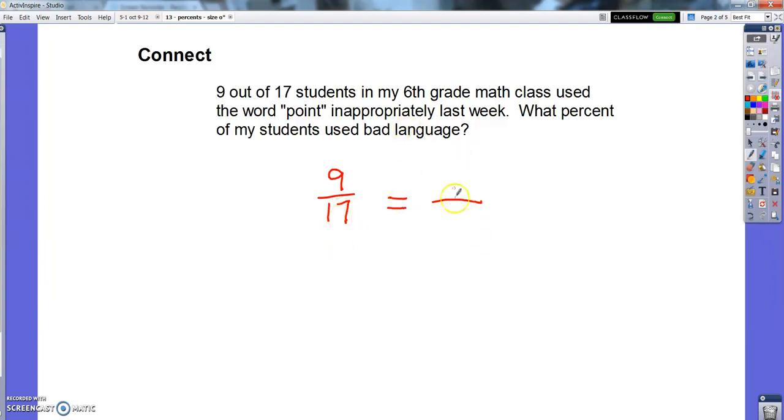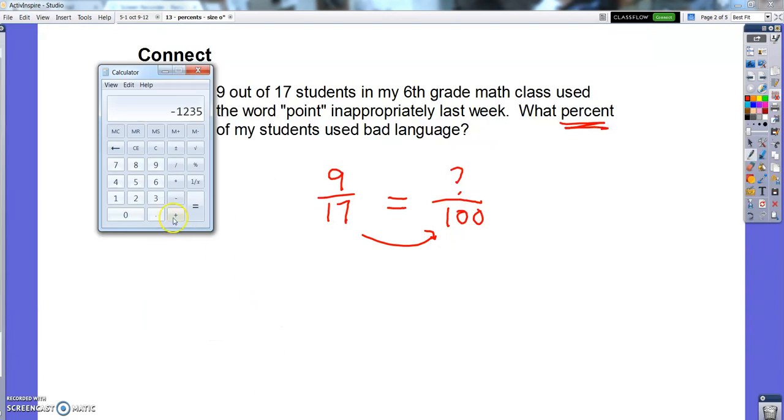And it feels like I don't have enough information to answer the question because I don't have any other numbers here, and I need a third one to complete this. But remember, when you see the word percent, you always know you have 100. What portion out of 100 did that?